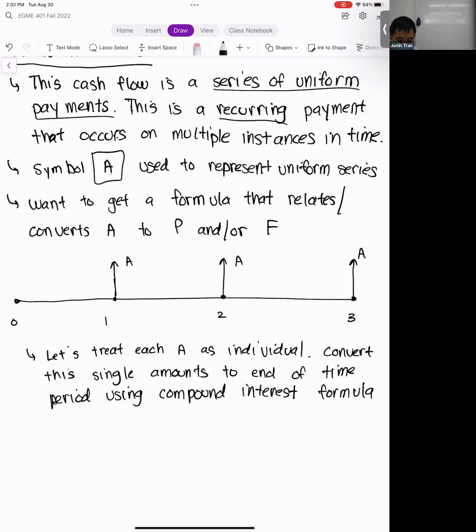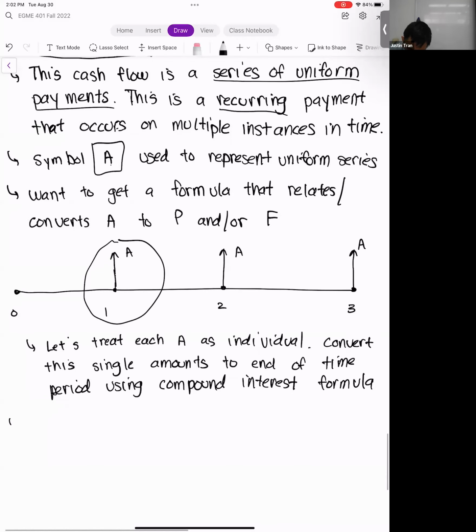In other words, what I'm going to say is that if we look at year one right here, in year one, we receive a benefit of A, right? That's the amount of money that we're getting as shown by the cash flow diagram. Okay. What I want to do is go from year one and transport that up to year three. And so we want to compute an equivalent amount of money that A is worth in year three.